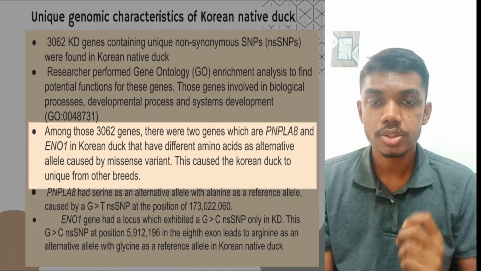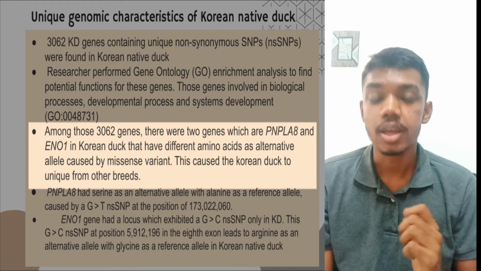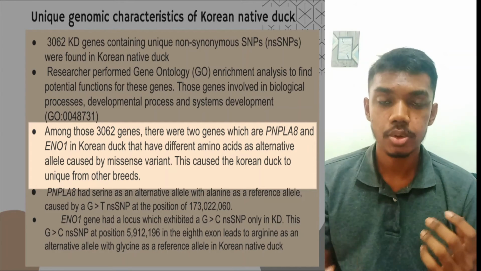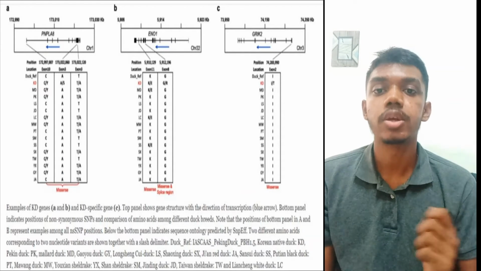Among those 3062 genes, there were two genes, PNPLA8 and INO1, which have a different amino acid when compared to other duck breeds, which is due to the missense variant.